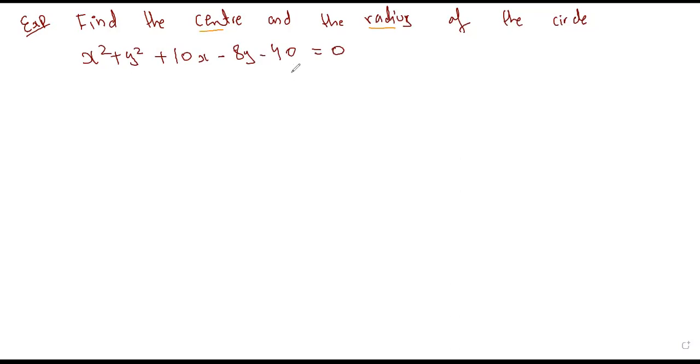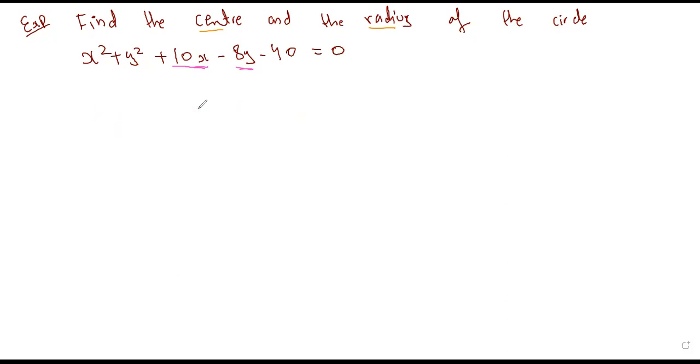So how do you do this question? If you start comparing it with the general form, it's very, very different, right? In the general form, we don't have such terms. We have x minus a whole square plus y minus b square equals r square. Okay, we can take this 40 to the other side, but what about this 10x and 8y? We need to get rid of this. How do we do that? Any idea? Are you guys aware of the completing the square method? Yes?